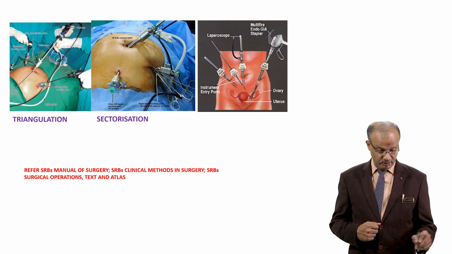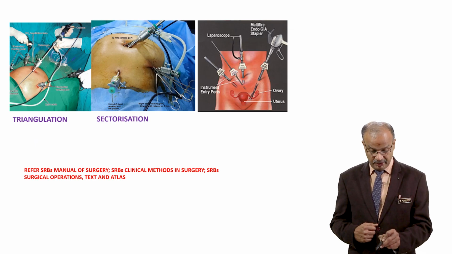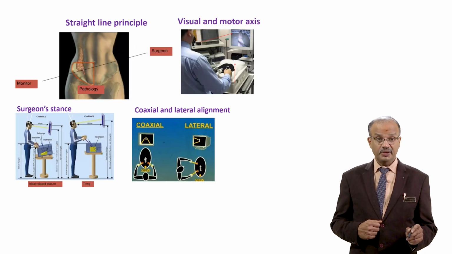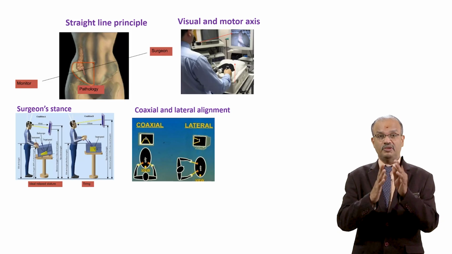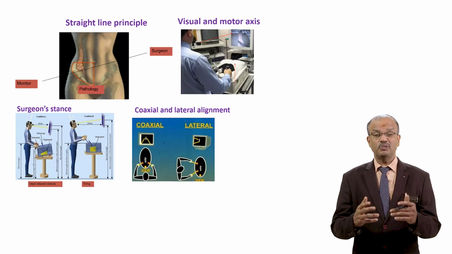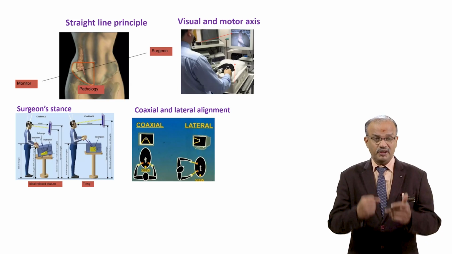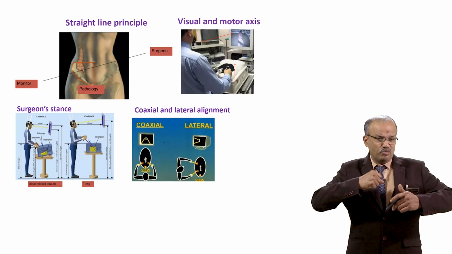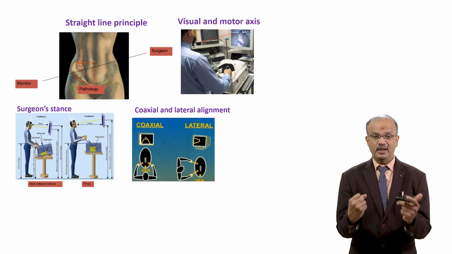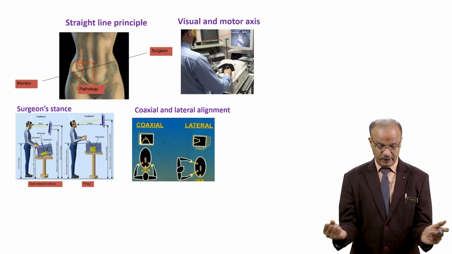So again, triangulation versus sectorization in laparoscopy. See the triangulation and sectorization procedures. Just have a look. The principle is the straight line principle. There is a straight line like this, from surgeon to monitor, so visual is important. You should not do shoulder movement, or as little as possible. Mainly elbow and wrist movement.